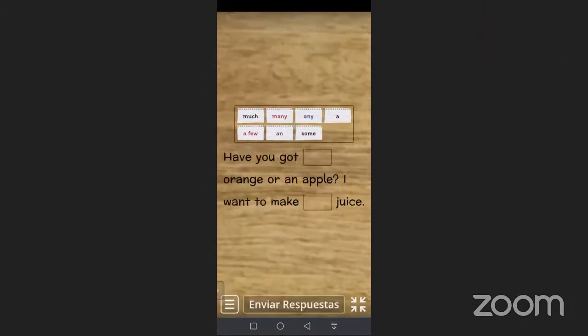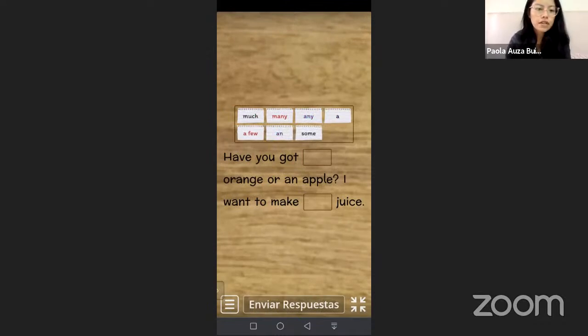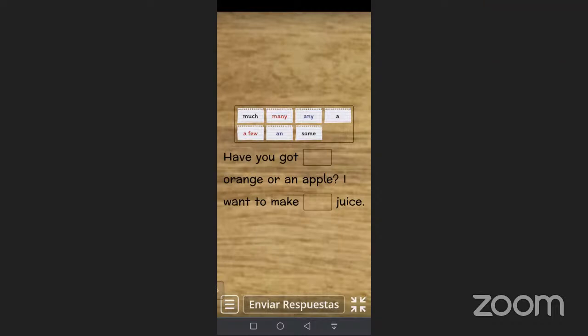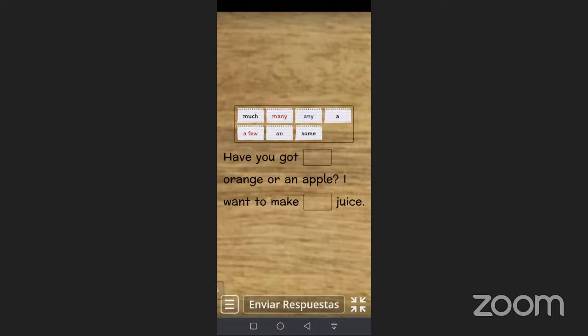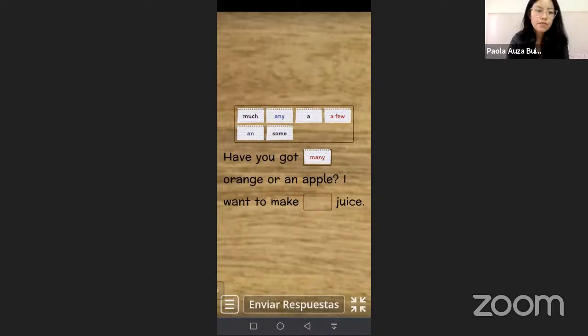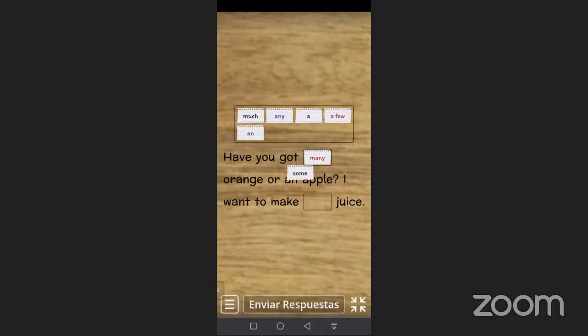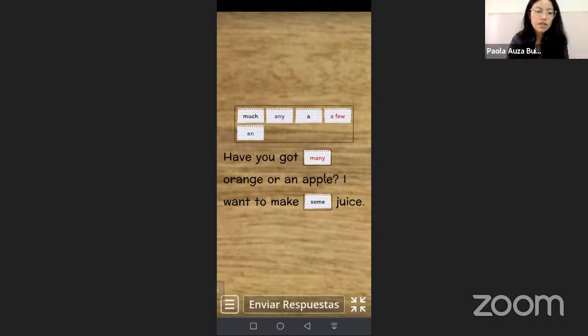All right. So you have many options there to complete the question and then the statement. Could you read a sentence and let's try to see how we can fill this? Okay. What do you think? Much, many? Have you got many oranges or an apple? I want to make some juice. All right. Okay, next.